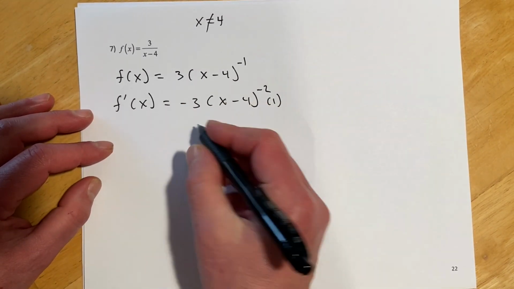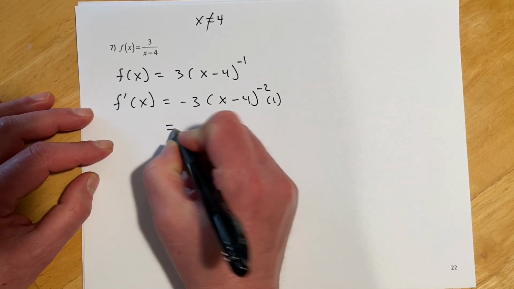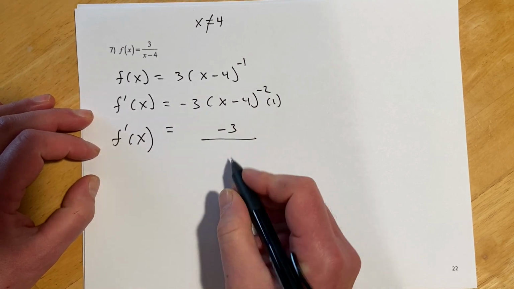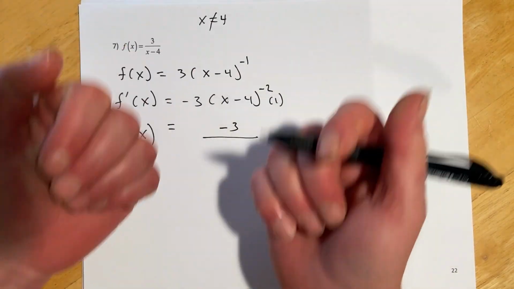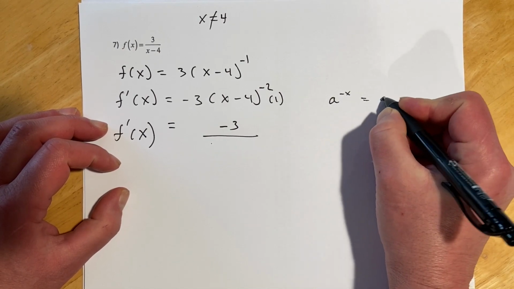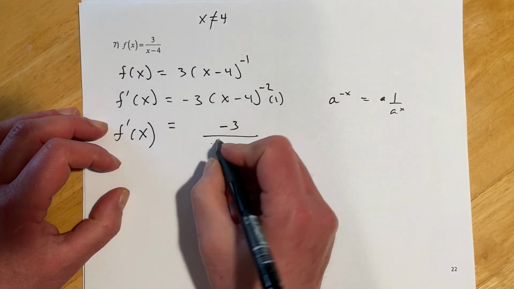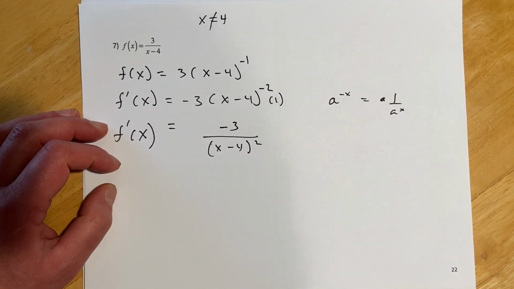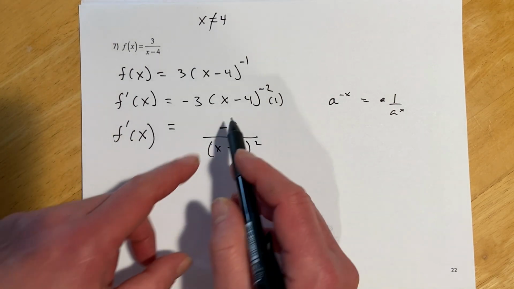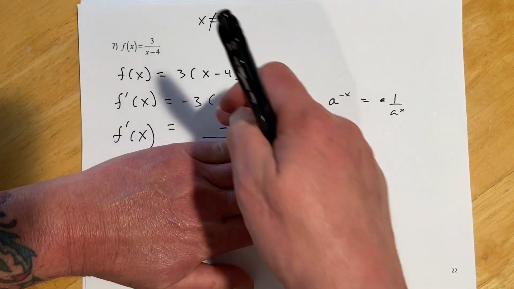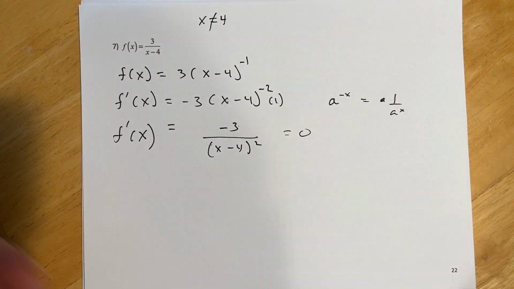If I write this in a little less of a mess, 1 times negative 3 is going to be negative 3. And then this has a negative exponent, so I'm going to bring it into the denominator, because remember when we have a to the negative x, that makes 1 over a to the x. And so this will be x minus 4 quantity squared. And so if I set this to 0, multiply both sides to clear the denominator, I'm just going to get negative 3 equals 0. So there's no 0, so that's not going to contribute critical values.